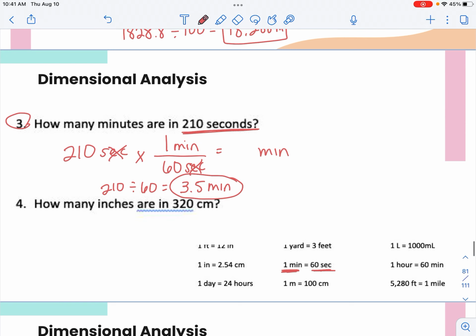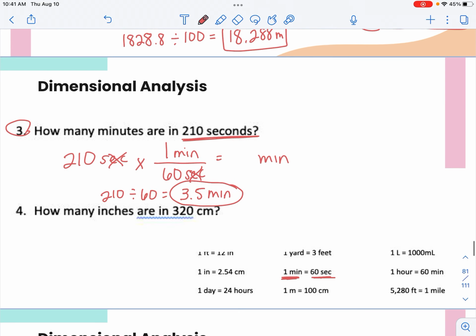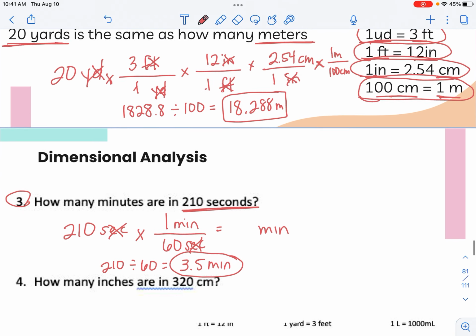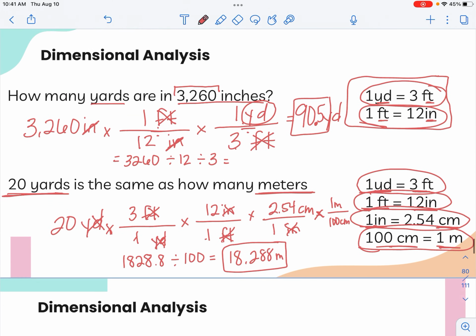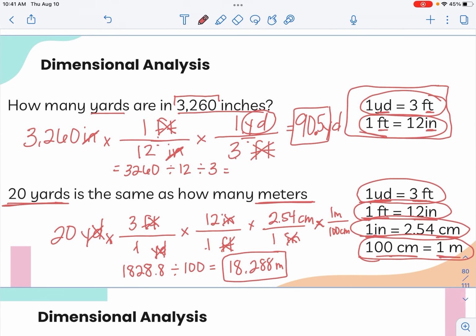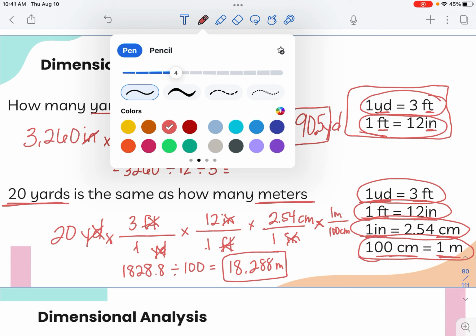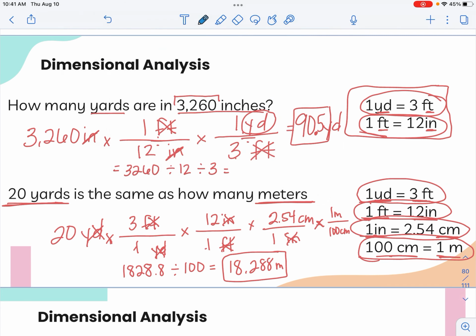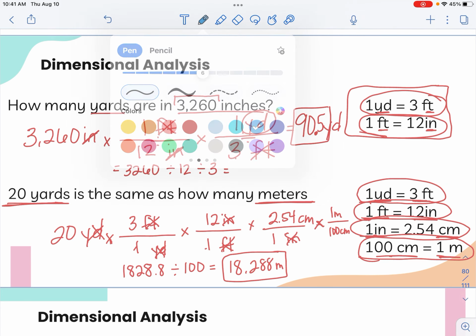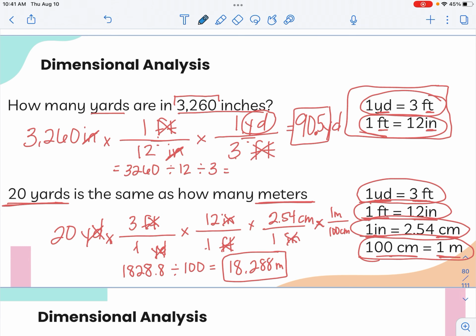Okay. One way that you're going to see these calculations commonly set up is by something that we call train tracks. So let me show you what those look like real quick, because in your next little practice website you're going to see them set up this way. So you could see how each time, I had 3,260 times 1 over 12 times 1 over 3.